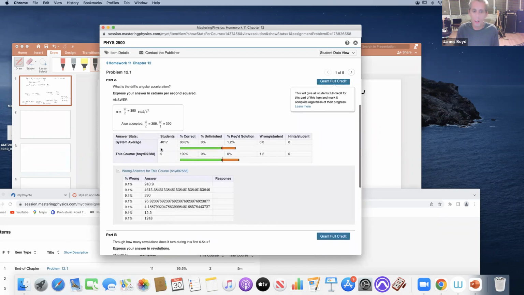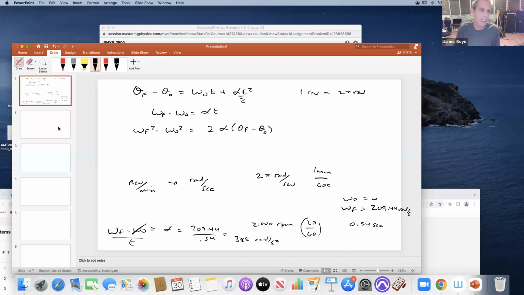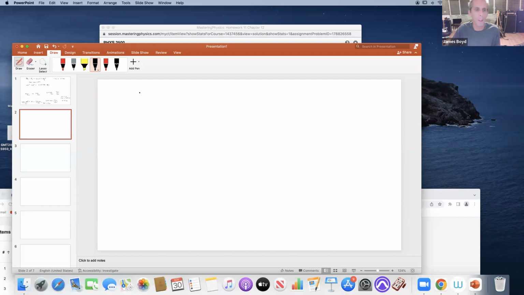How many revolutions does it turn? Now, we need to figure out, one revolution is 2 pi rad. So we need to find the change of angle. We know what alpha is. Alpha is 387.85 rad per second squared.